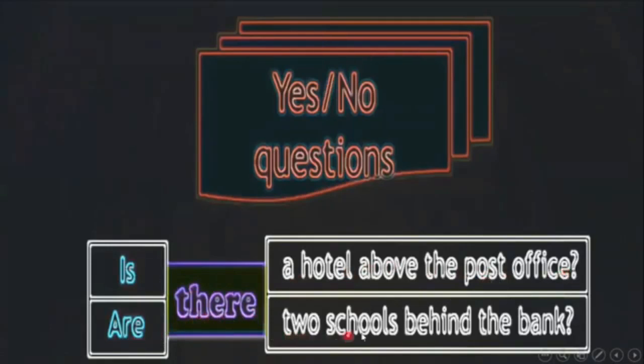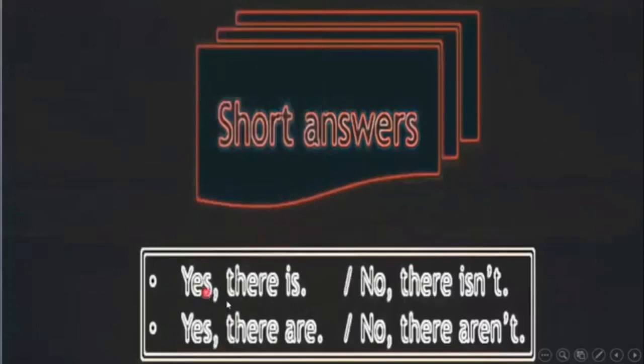Are there 2 schools behind the bank? I am asking you, are there 2 schools behind the bank? Here also we use schools as a plural noun after are there. Okay, the answer will be yes, there is, or no, there isn't, or yes, there are, or no, there aren't. Again, yes, there is, or no, there isn't.